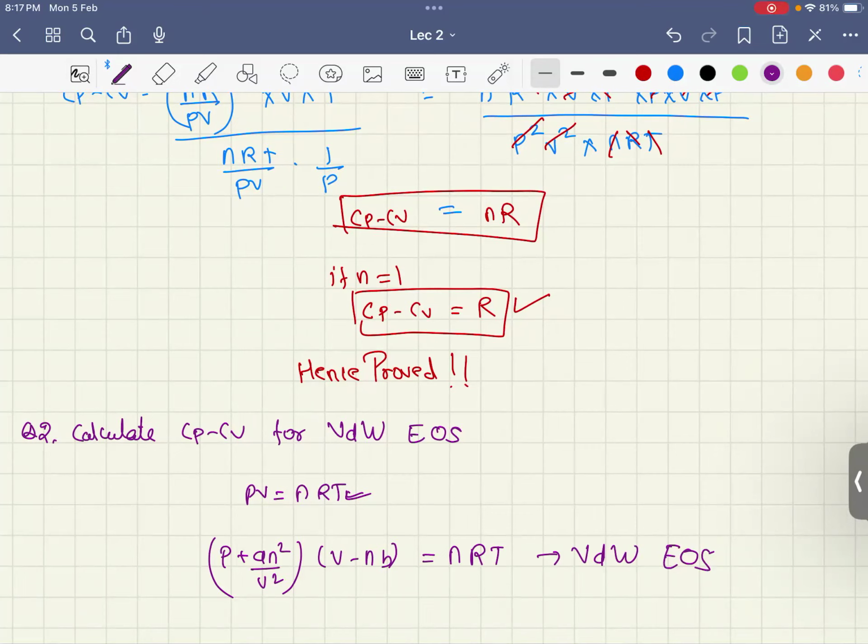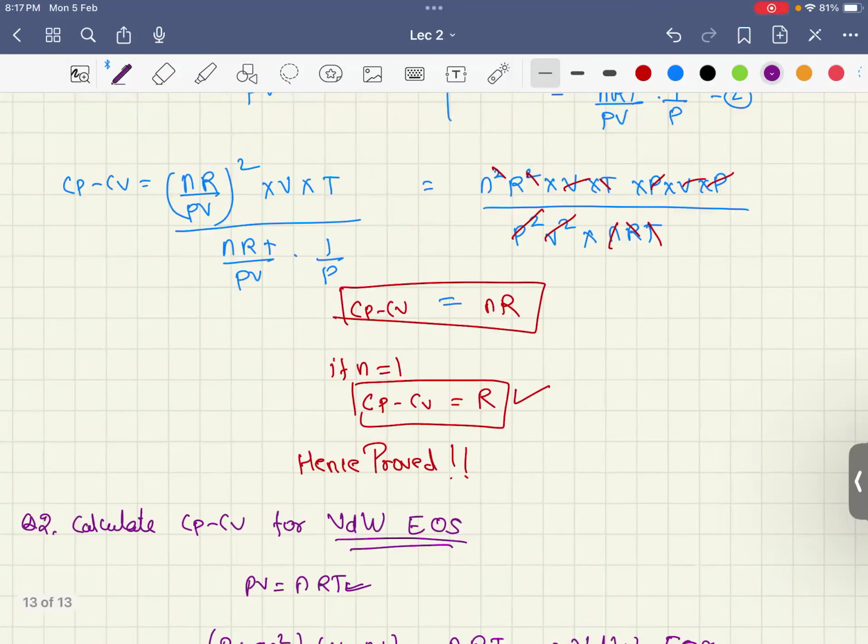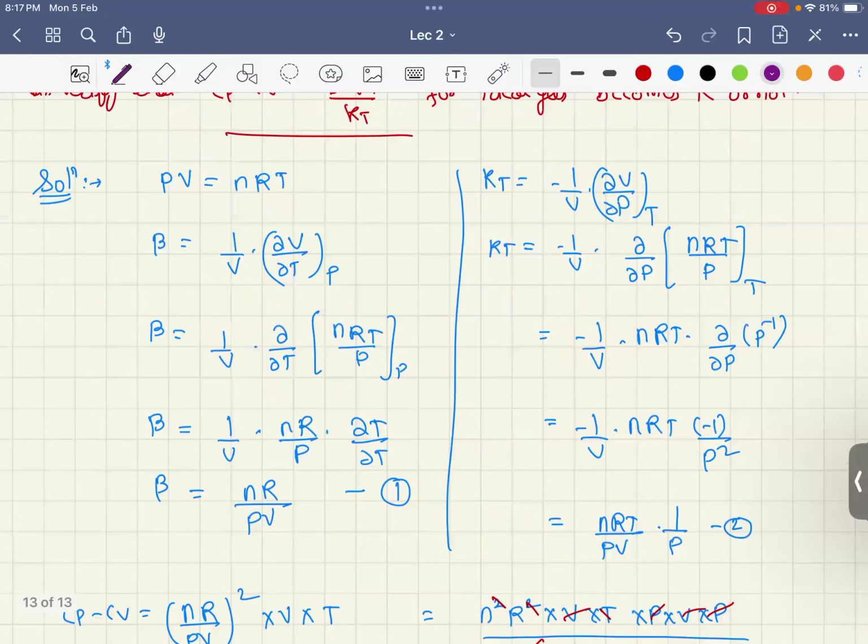Okay, so now if people don't know what this is, then they will just write the R value, that Cp minus Cv is R. But for the van der Waals equation of state, Cp minus Cv is not equal to R. It will be some other value. And how will you find it? You will find it by this expression.